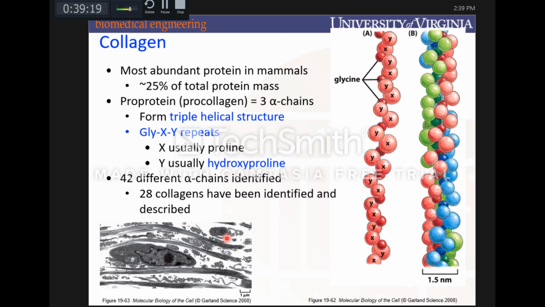So the proprotein or procollagen, before it's secreted and organized into fibers, is 3 alpha chains. It's not an alpha helix, just to emphasize, it's an alpha chain. And each of these alpha chain monomers combine into sets of 3 to form a triple helix. And like we talked about with collagen 4, all collagens are characterized by repeats of Gly-X-Y. X is usually a proline, and Y is usually a hydroxyproline.